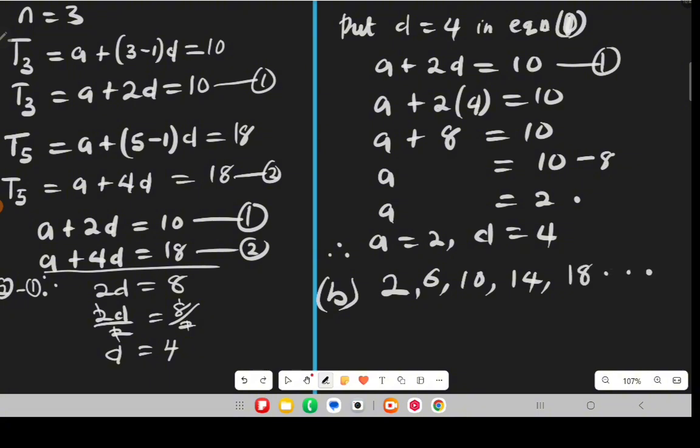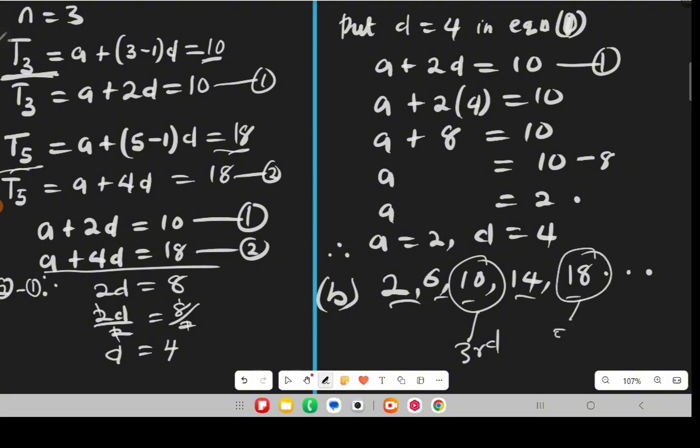To check if our answer is correct, we can check it from the sequence. We have the third term, which is here when n is 3. The answer is 10. 1, 2, 3. The third term is 10. And we look for the fifth term. It's giving us 18 here, and the fifth term is 18. So our answer is correct.